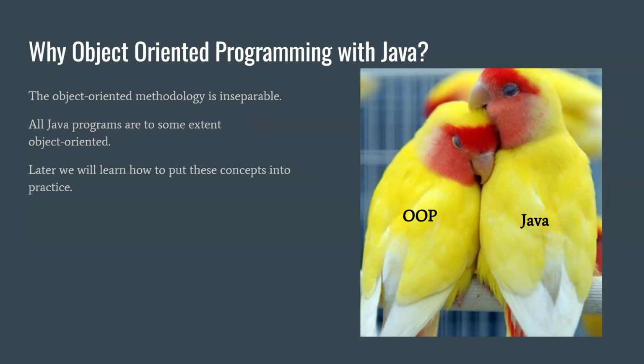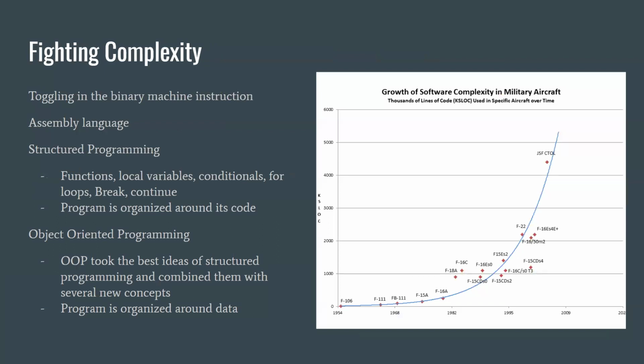It's hard to talk about Java without object-oriented programming. So why object-oriented programming with Java? It's because all Java programs are to some extent object-oriented. We'll later learn how to put these concepts into practice. So this is probably the last concept we'll cover for this lecture.